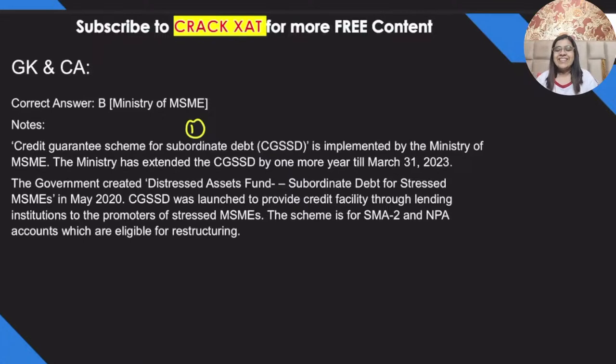Okay, thank you so much. It is implemented by the Ministry of MSME. MSME full form is Micro, Small, Medium Enterprises. The ministry has extended the CGSSD by one more year till March 23 and the government created the Distressed Assets Fund, subordinate debt for stressed MSEs. Meaning those who are in heavy debt, for them it is necessary. CGSSD was launched to provide credit facility through lending institutions to promoters of the stressed MSMEs, and the scheme is for SMA 2 and NPA accounts which are eligible for restructuring. What these accounts are in detail, you can anytime go and check it back. Alright, but right now it's important.